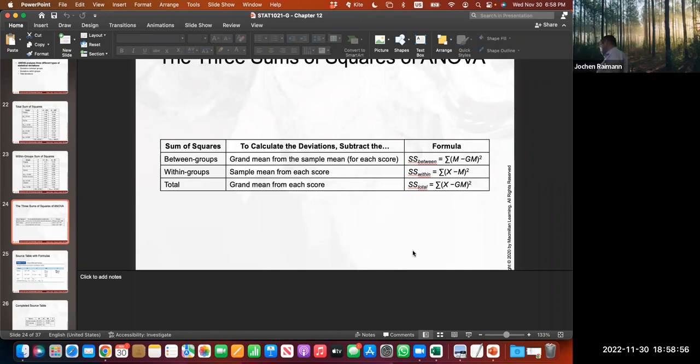So the way you're calculating this is by calculating sum of squares between as the deviation of the mean minus the grand mean squared for each entry. Sum of squares within is individual x minus the sample mean, like the group mean, squared and summed. And the sum of squares total is the individual score minus the so-called grand mean. And we will get to what the grand mean is. So this is how you calculate your sum of squares.